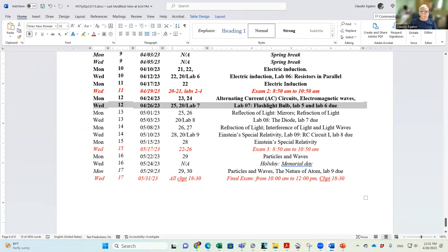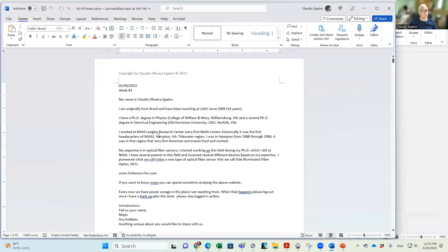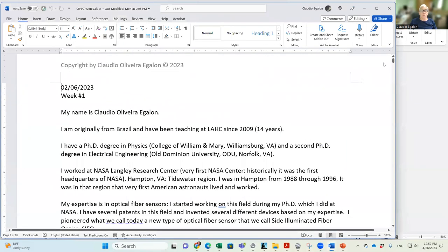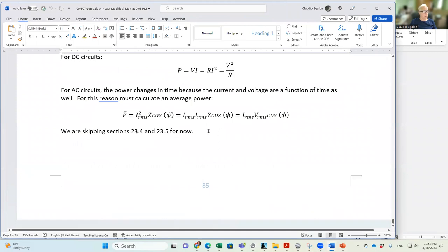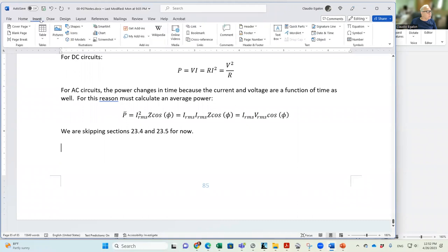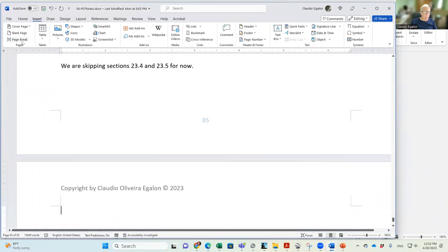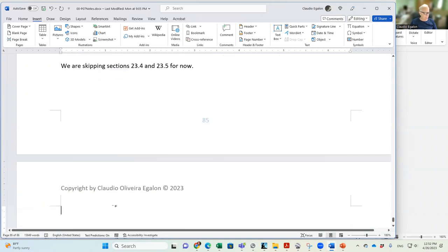Chapter 24. I'm going to review quickly the laws of physics because it's going to be important for this chapter. I don't like the way the book did this chapter. There's some information missing for you to completely understand electromagnetic waves, so I'm going to go a little bit beyond the book.